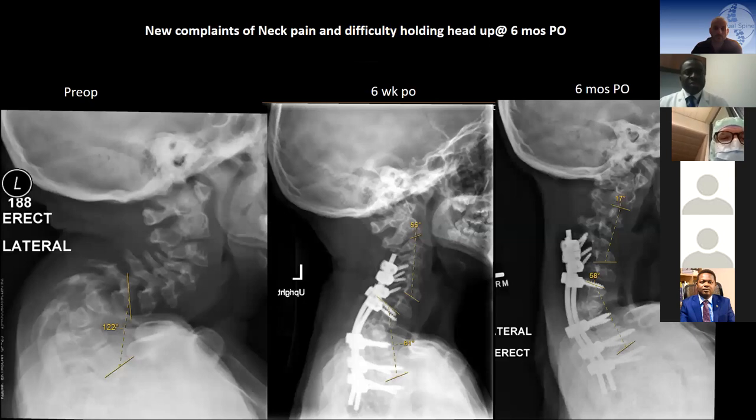If you look at the pre-op X-rays compared to 6 week post-op X-rays, they actually looked very good. The patient was doing fine. Symptoms had resolved, but then the badness began at 6 months post-op, and you can see that there is now proximal cervical kyphosis, which was non-existent. She was very lordotic at the top, but now she's kyphotic at the top, measuring about 17 degrees.